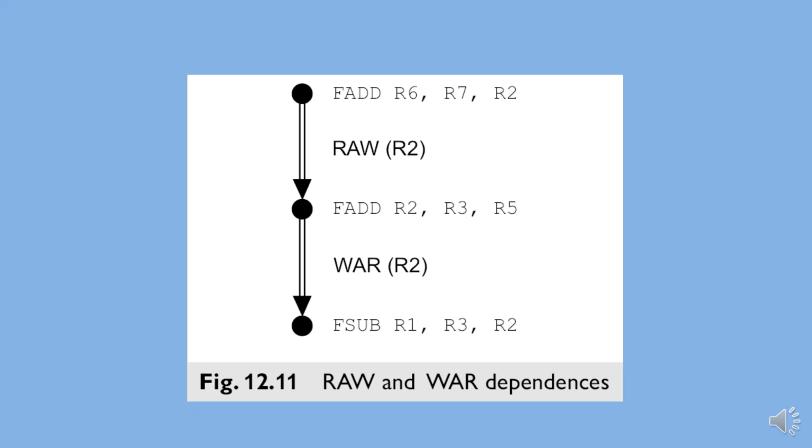When the first F add commits, the value in xm is transferred to R2 and program invisible register xm is freed up. Likewise, later when F sub commits, the value in xn is transferred to R2 and program invisible register xn is freed up.